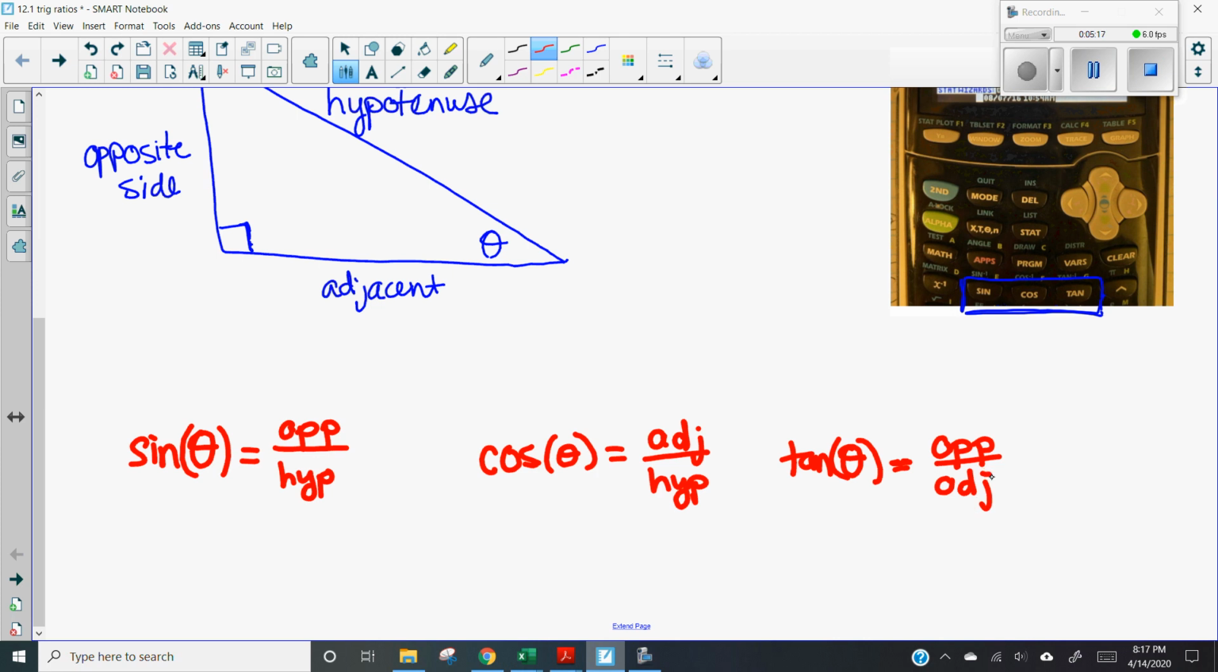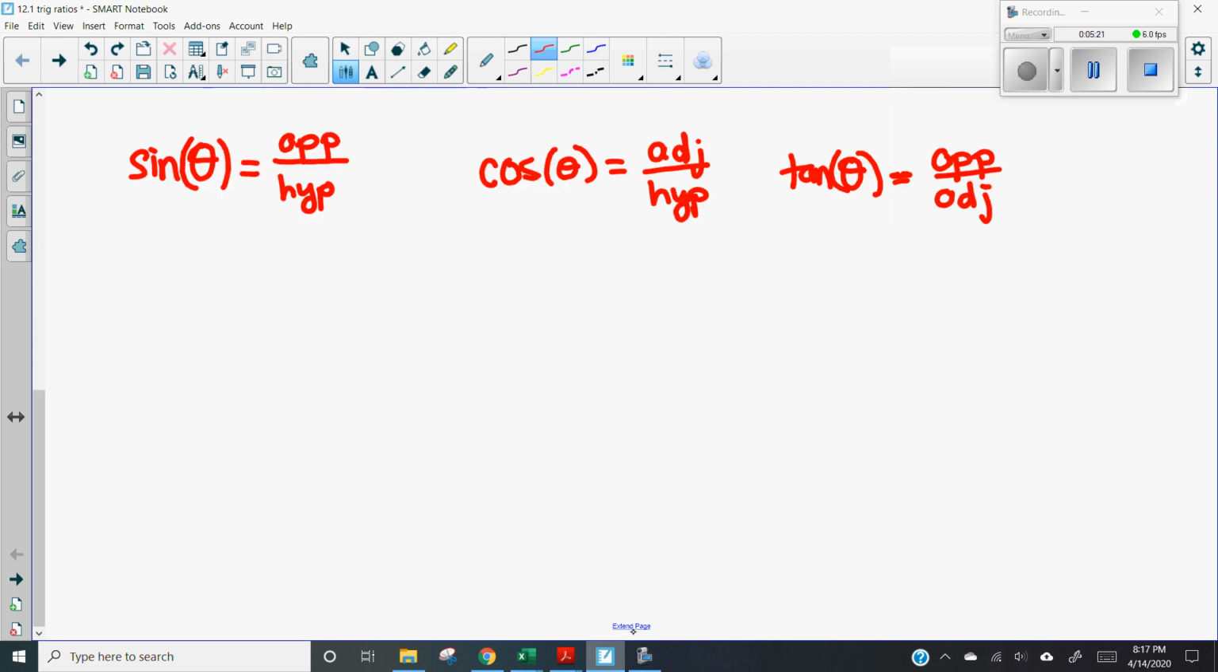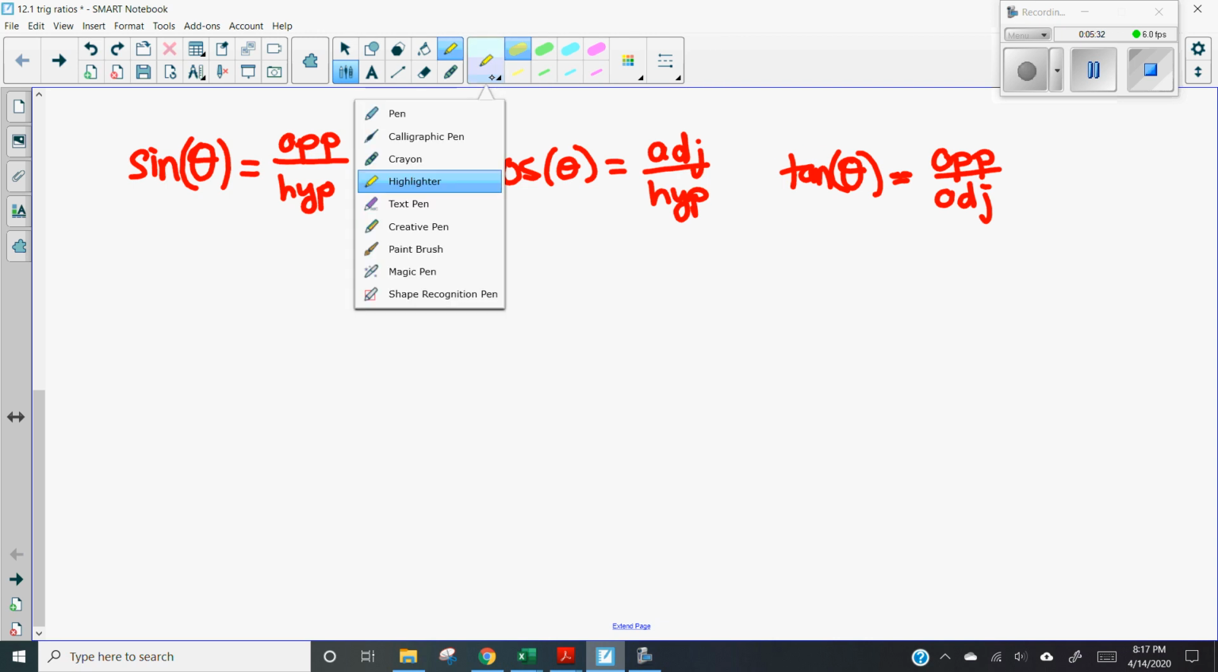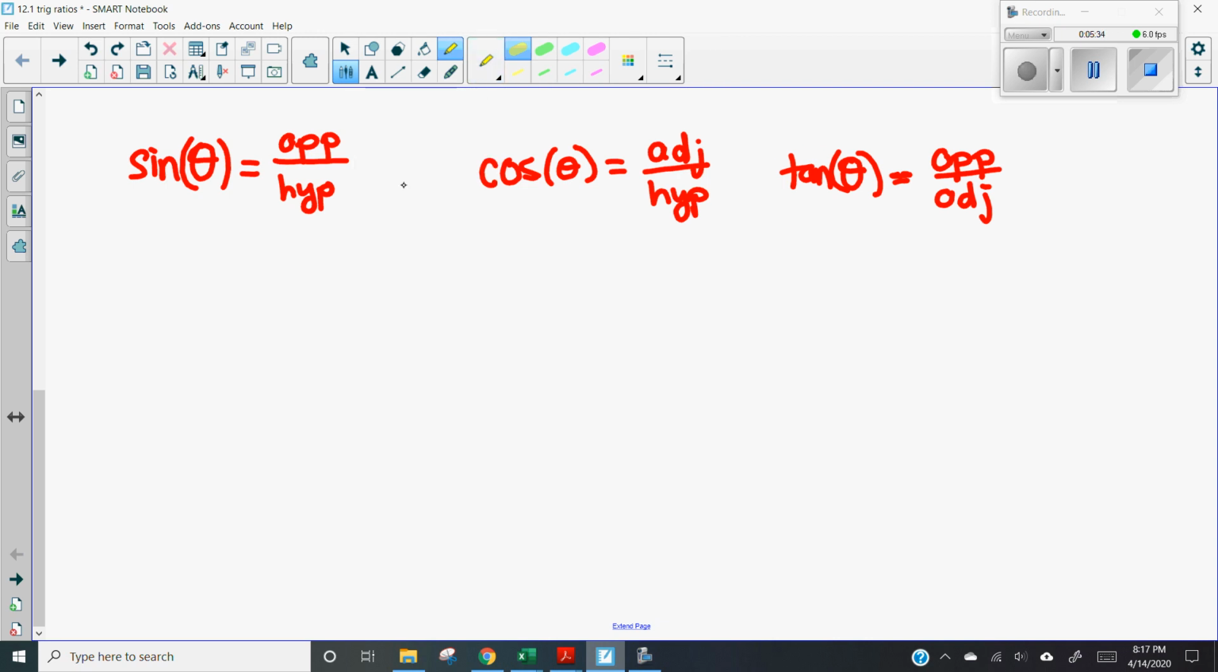Now, we have a little tool that we use to help us remember that, and kind of this funny little word we make up to help us remember which ratio goes with which trig function. So what we're going to do is take the first letter of each piece of this and turn it into a word. I'm going to take the S from sine, the O from opposite, and the H from hypotenuse, and we're going to write S-O-H.